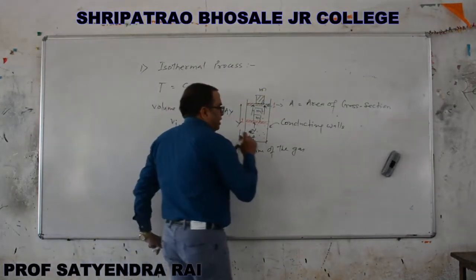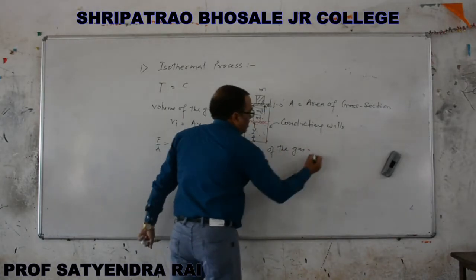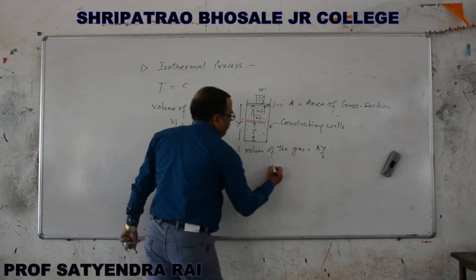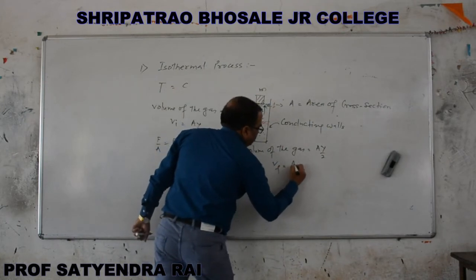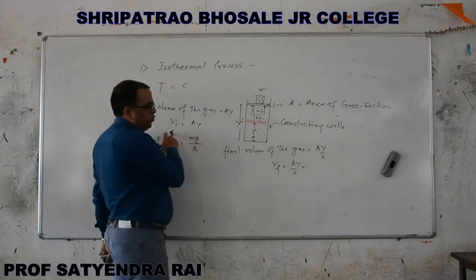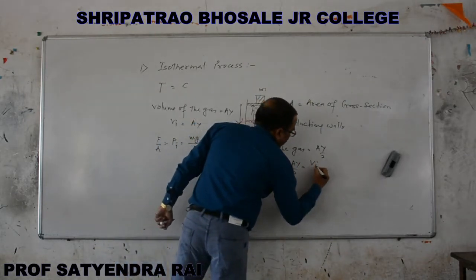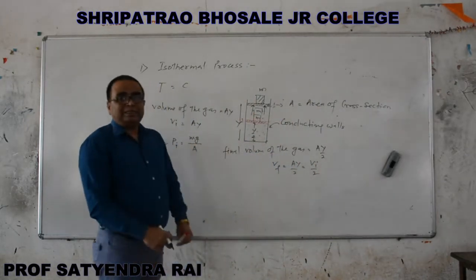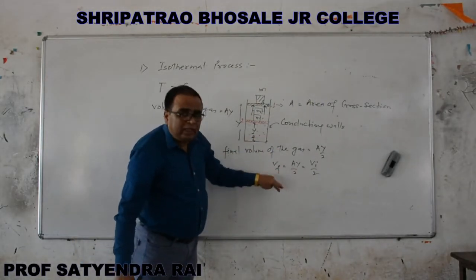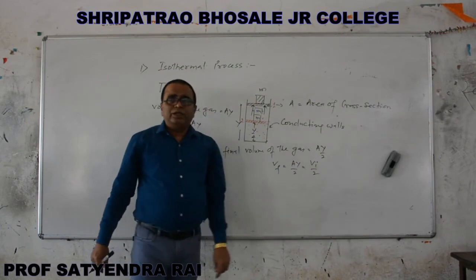So the final volume of the gas is how much? It becomes A into Y by 2. This is V final, or V final is equal to AY by 2. That is, AY is VI, so we can say it is VI upon 2. That means in this process we notice that the final volume becomes half of the initial volume.